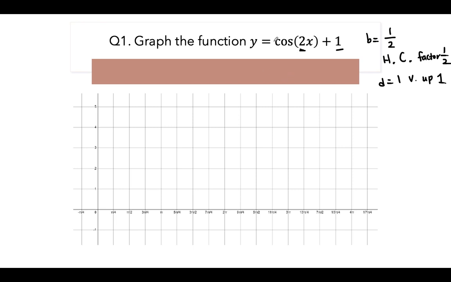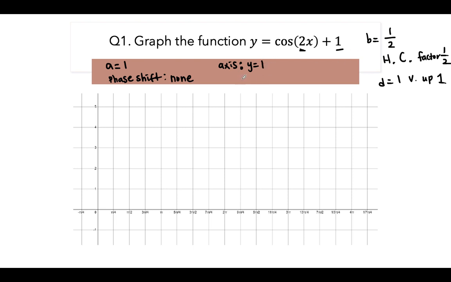As you can see, there is no number in front of cosine, meaning there is an invisible 1 here. So therefore, the amplitude is 1. I don't have any phase shift, right? There's no expression inside the bracket, so there's no phase shift. Now the equation of the axis is the D value. So the axis, we could say, is y is equal to 1.